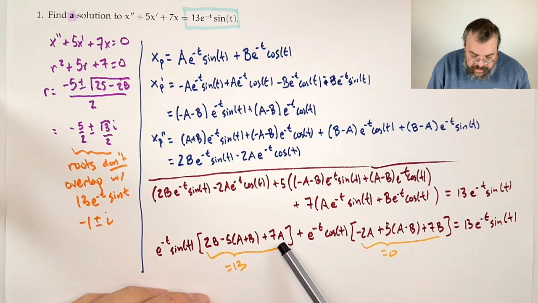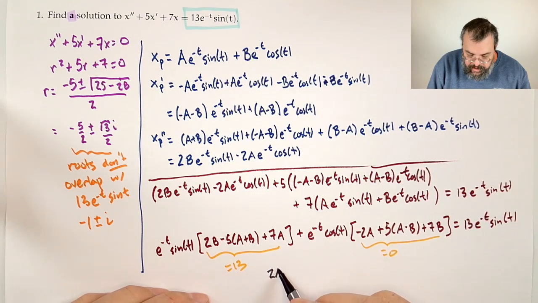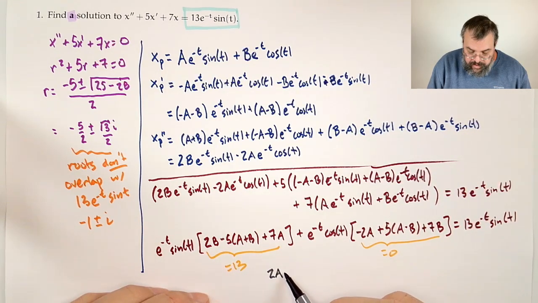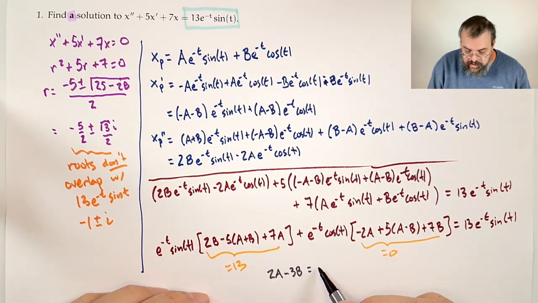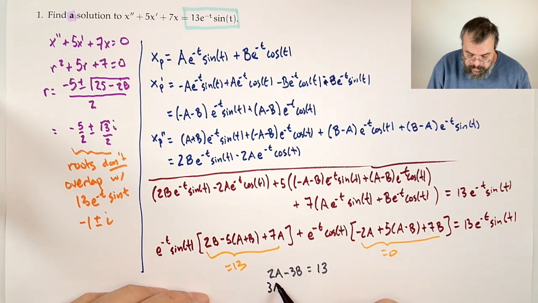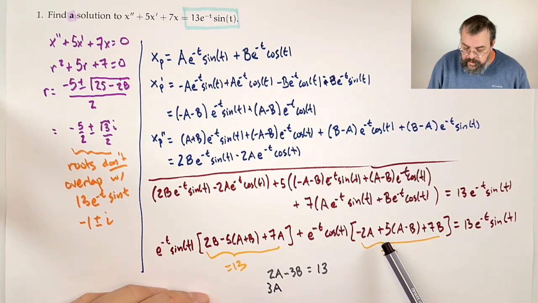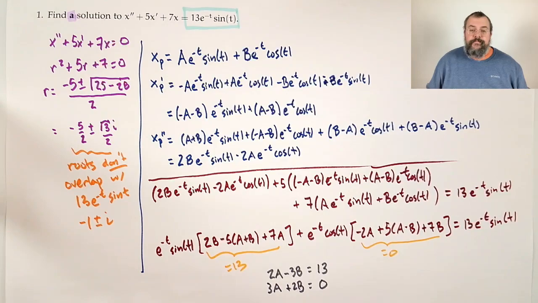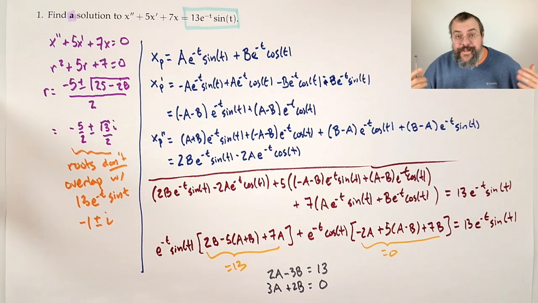So let's see, what do we have here? 7a minus 5a makes 2a. And then we have 2b minus 5b. That's minus 3b. And that altogether needs to equal 13. And then over here, we have minus 2a plus 5a. That makes 3a. And on the other hand, we have minus 5b plus 7b makes 2b. And that needs to equal 0. All right, 2 equations, 2 unknowns. Well, now we just have to solve.